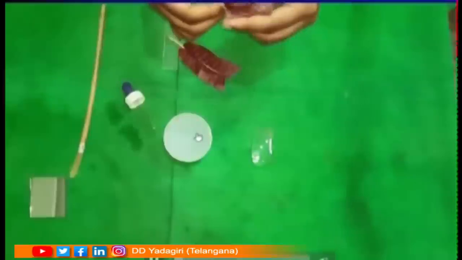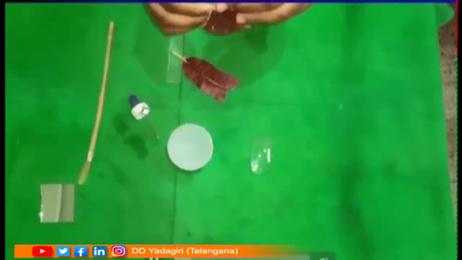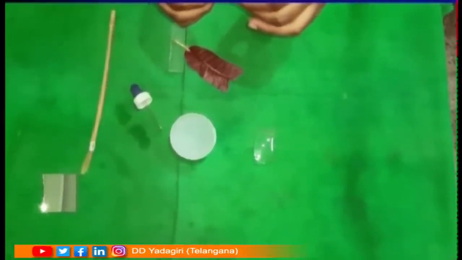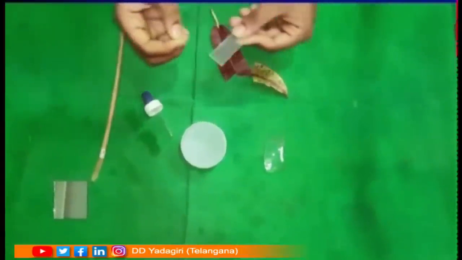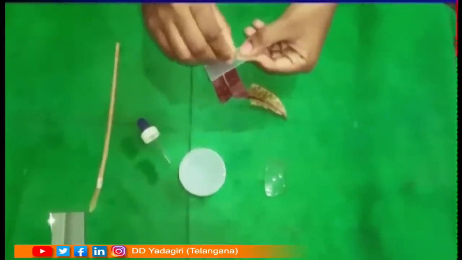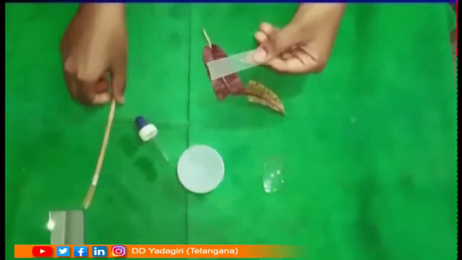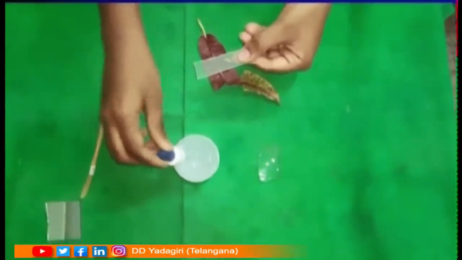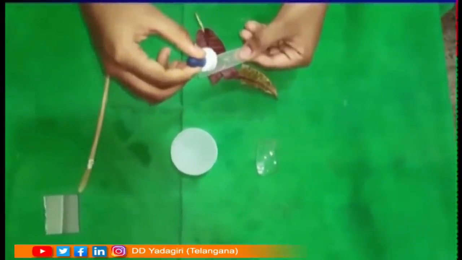Take out the leaf, take out a thin membrane from the lower epidermis of the leaf, put this membrane over the glass slide, spread it properly. Now take 1 or 2 drops of water by using a dropper. Put it onto the glass slide.